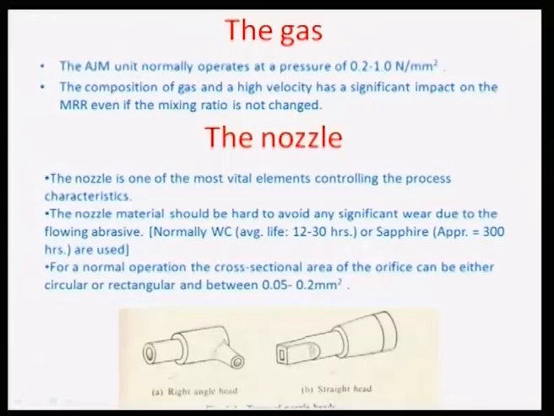The other aspect which is involved is the gas, which is sometimes the most important component in the AJM process. Typically the AJM unit normally operates at a pressure of about 0.2 to 1.0 Newton per millimeter square, and the composition of the gas and a very high velocity has a significant impact on the MRR, as you have seen before in the Sarkar and Pandey MRR estimation method, even if the mixing ratio is not changed. Okay.